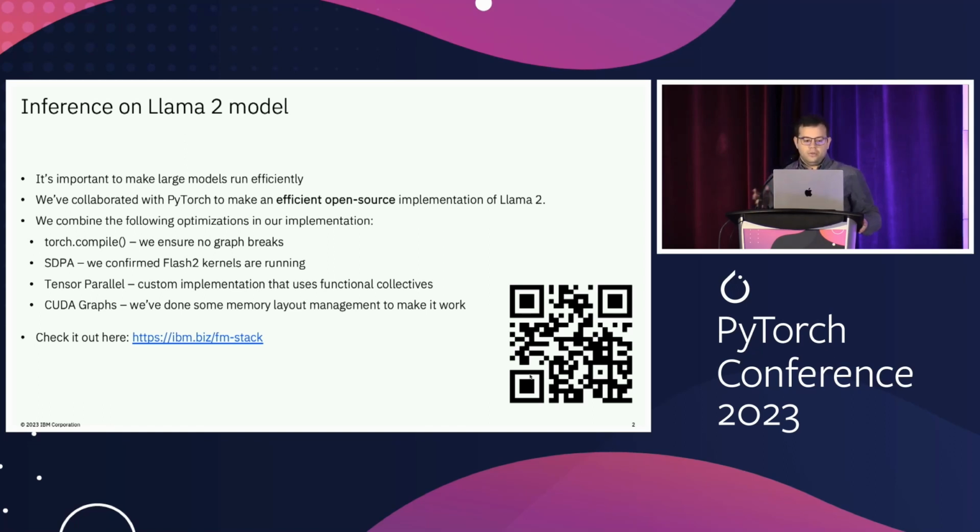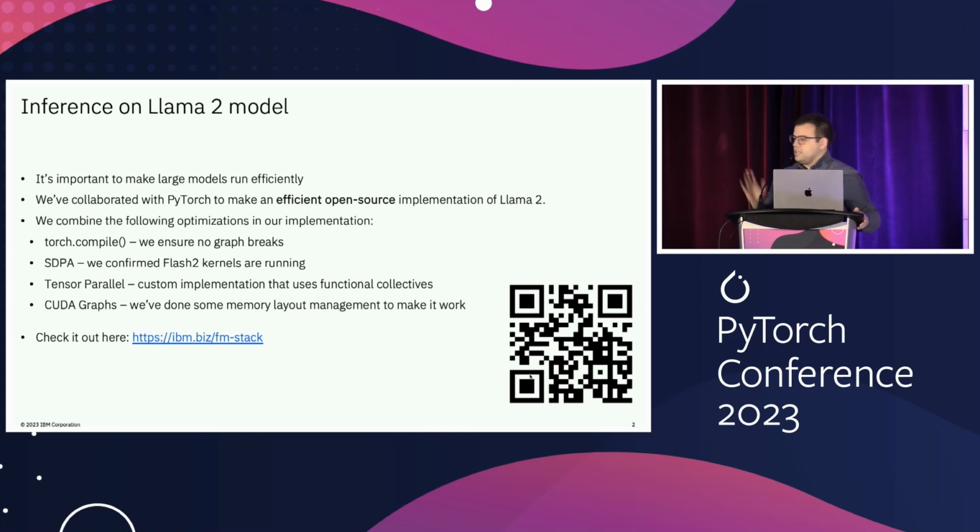The issue we found is that when we tried the Llama implementation that's open source and available on GitHub, it was hard to combine all these new optimizations that PyTorch 2 or 2.1 have been offering into a single model for inference. So we combined things like the basic torch.compile, we added SDPA, we added Tensor Parallel, and we added CUDA graphs.